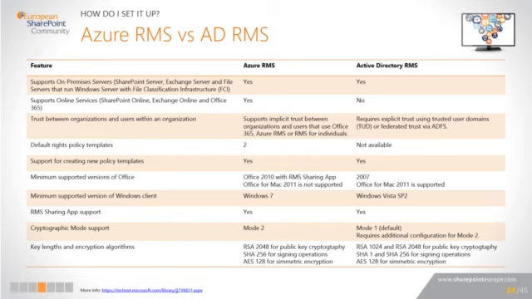Azure RMS requires Office 2010 or later and Windows 7 or later, and Office 2011 for Mac is not supported, at least not at the moment. AD RMS supports Office 2007 and later, Office 2011 for Mac, and Windows Vista or later. Azure RMS uses cryptographic mode 2, and AD RMS uses by default mode 1, but you can configure it to use mode 2. So unless you need to support previous versions of Office or Windows, I would say that Azure RMS is the way to go. For that reason, and to keep demos short, I will focus on setting up IRM with Azure RMS.